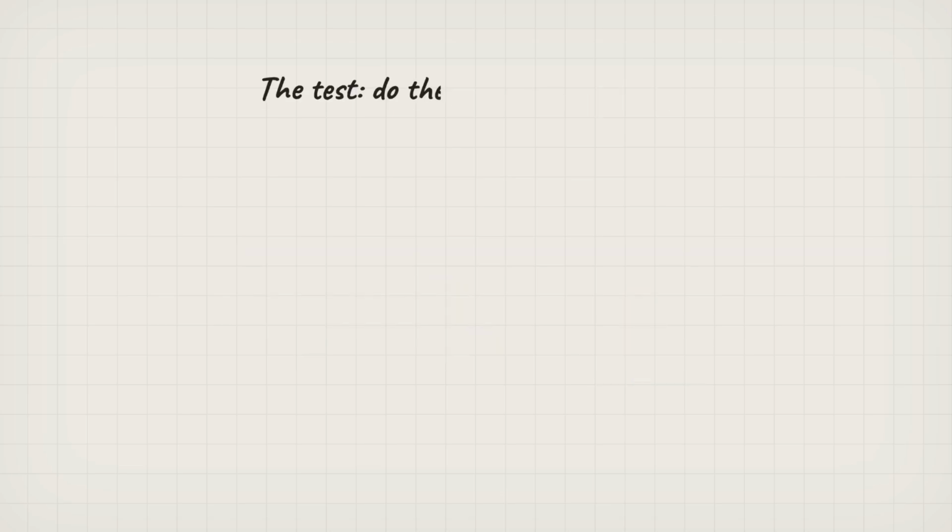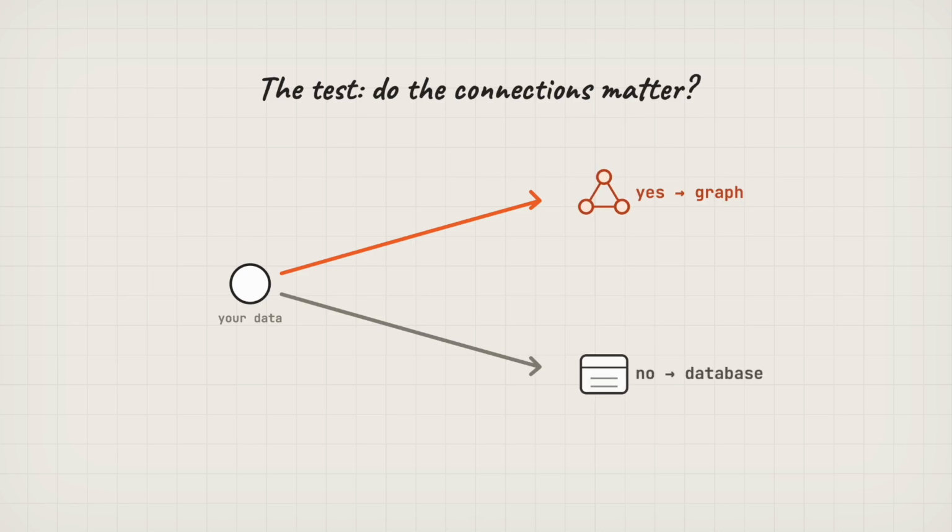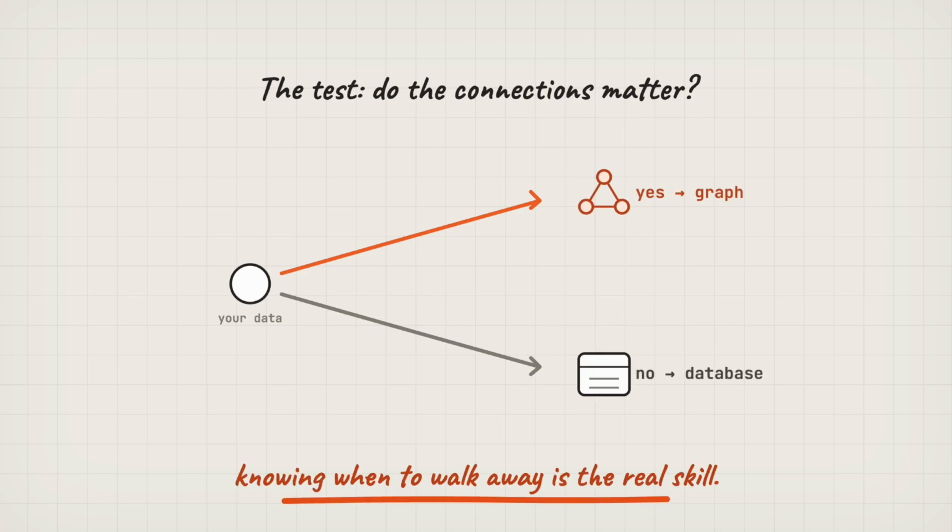The test is that question from earlier. Are the connections between your data actually important to the questions you are asking? If yes, graph. If your data just sits in neat, independent rows and the relationships don't really come up, don't force it. So you get the idea, you know when to use it and when not to.